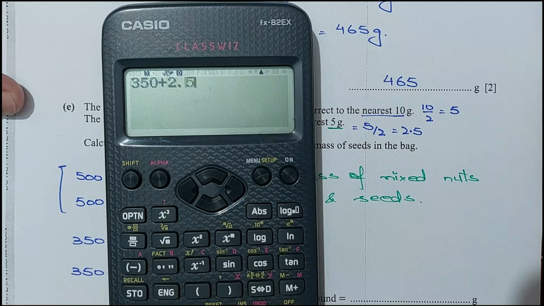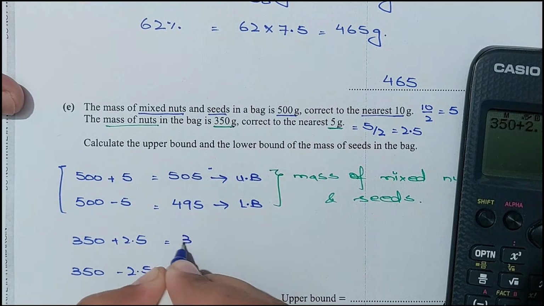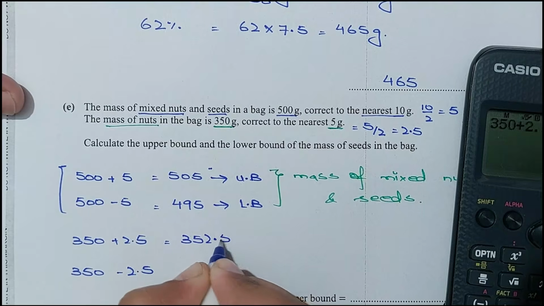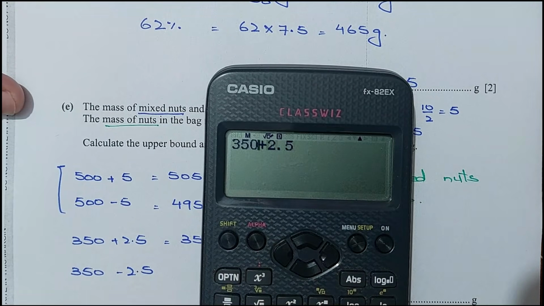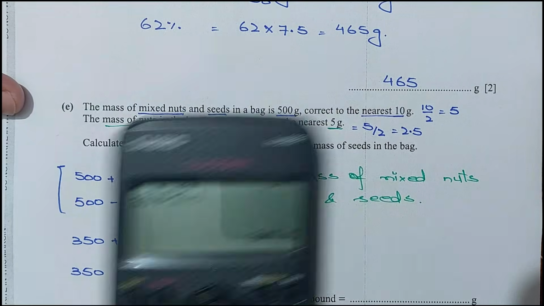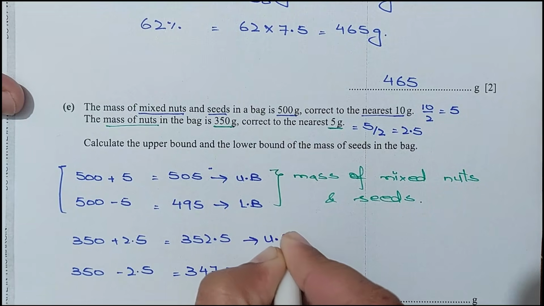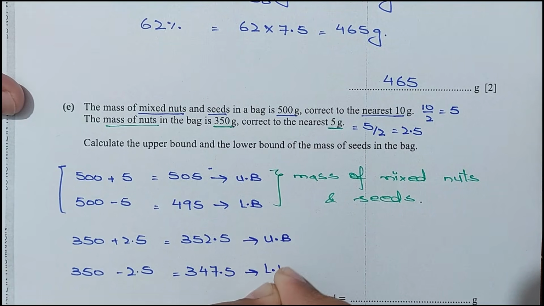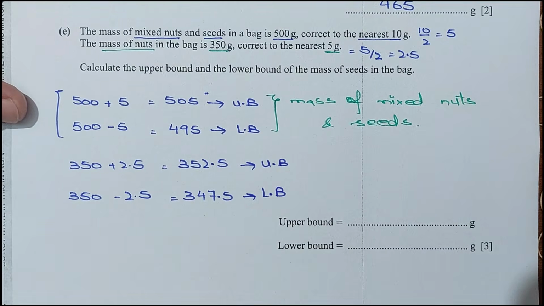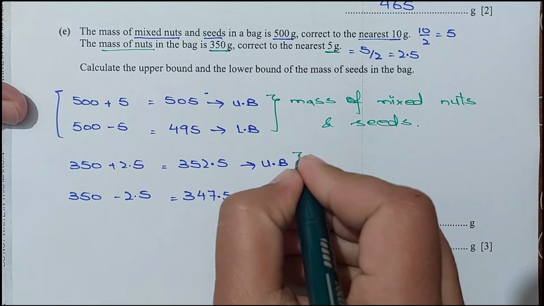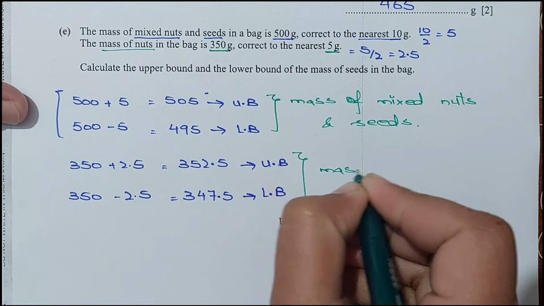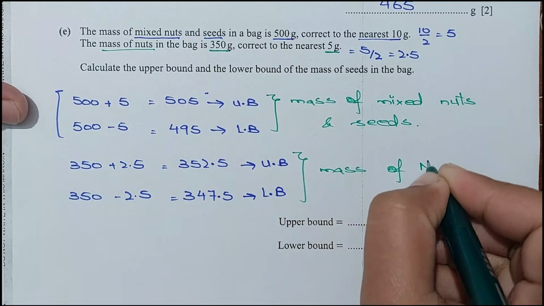350 plus 2.5 is 352.5, and 350 subtract 2.5 is 347.5. Again, this is the upper bound and this would be the lower bound for the mass of nuts in the bag. This is for the mass of nuts.